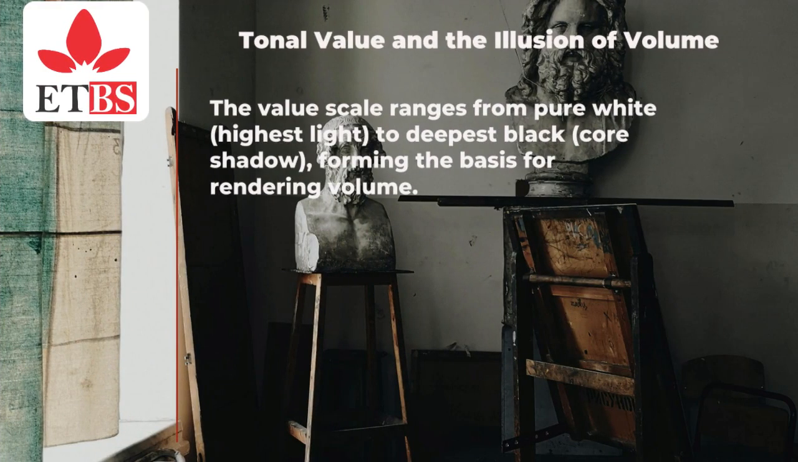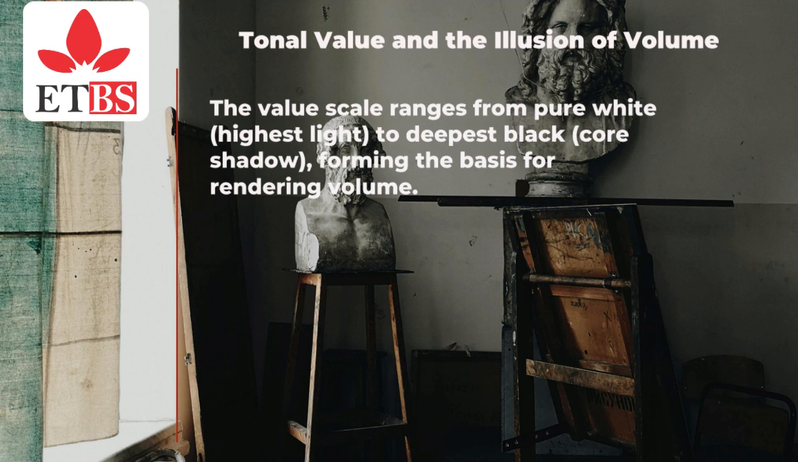2. Tonal value and the illusion of volume. Value scale. The value scale ranges from pure white, highest light, to deepest black, core shadow, forming the basis for rendering volume. Light logic on forms.